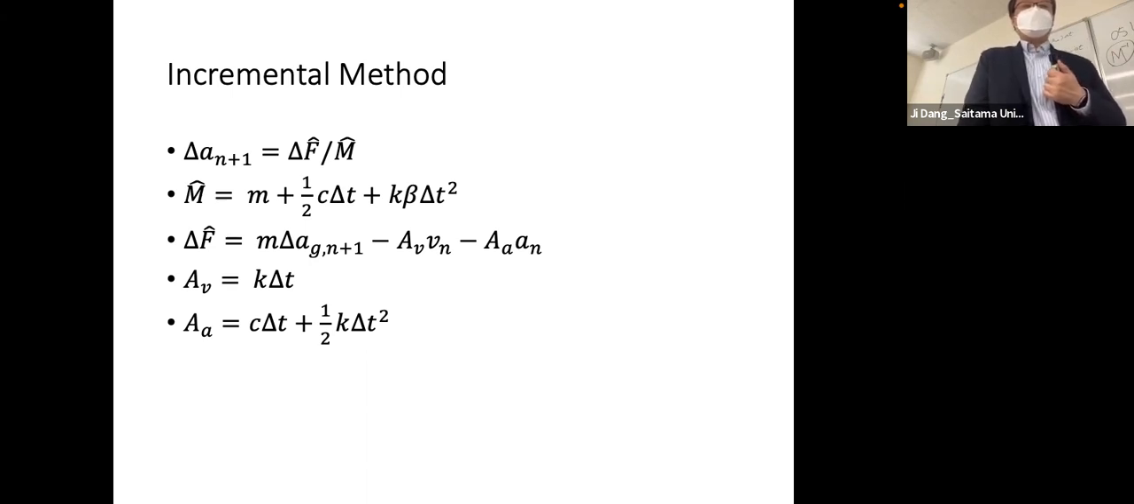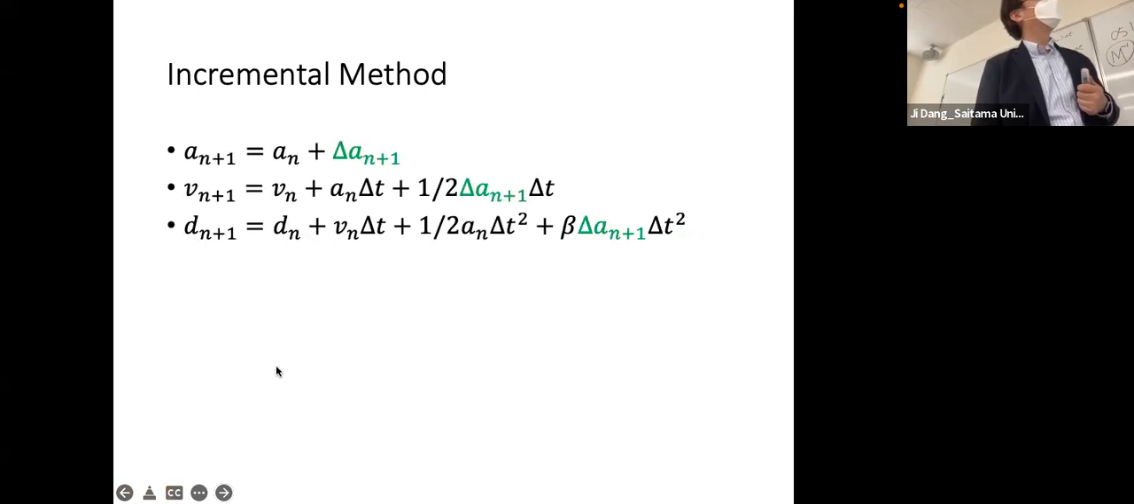And then delta f hat is what we threw away to the other side of the equation, and with incremental of the external force, which is m multiplied by the acceleration of the ground motion. And with AV and AA. So what you really need to do is to derive these equations by hand later. Okay, so put back delta A here, n plus 1, Vn plus 1, and Dn plus 1. You can get the whole set of the response here.